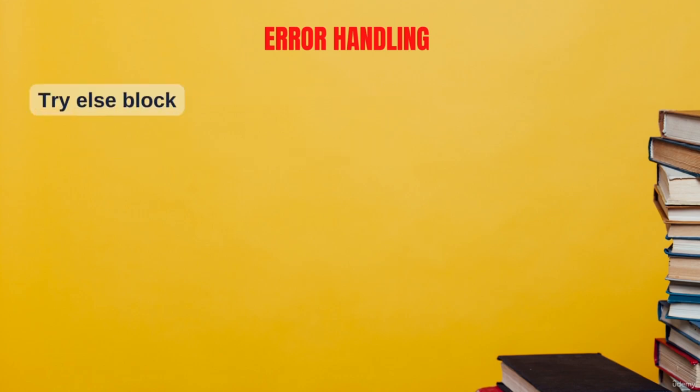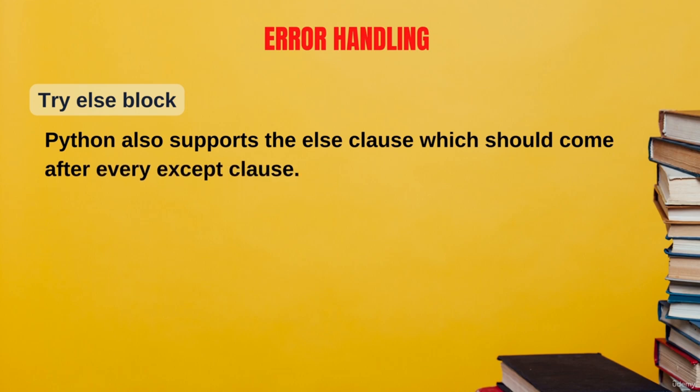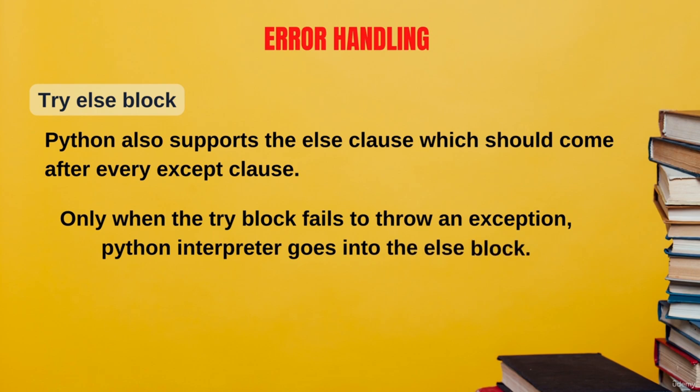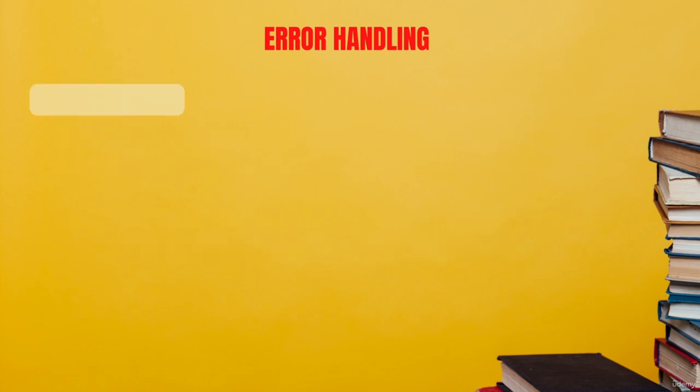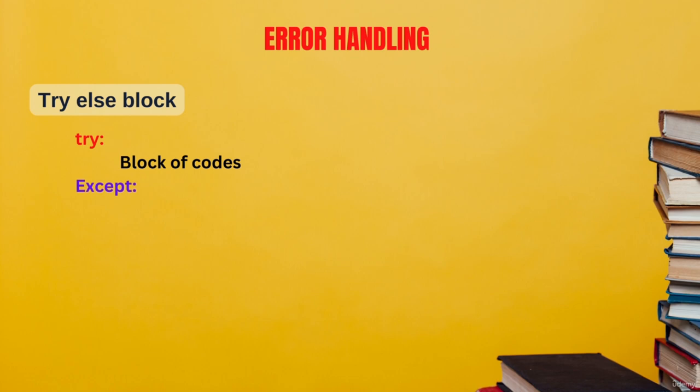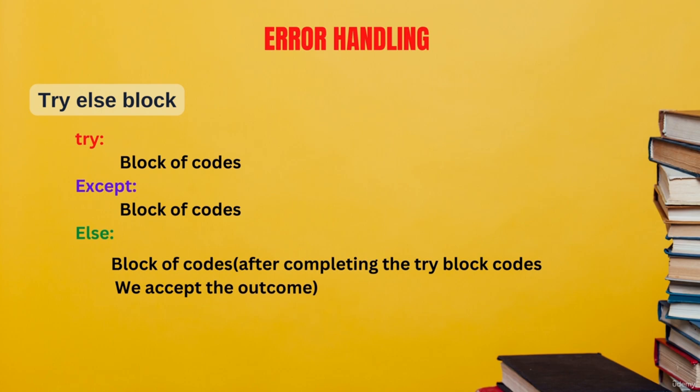Now, let's learn about try-else block. Python also supports the else clause, which should come after every except clause. Only when the try block fails to throw an exception, Python interpreter goes into the else block. In the try block, we basically try to do a task. If we fail, we go on to the except block. But if we succeeded, we should accept the output. In order for us to accept the output, we will get the help of else block.